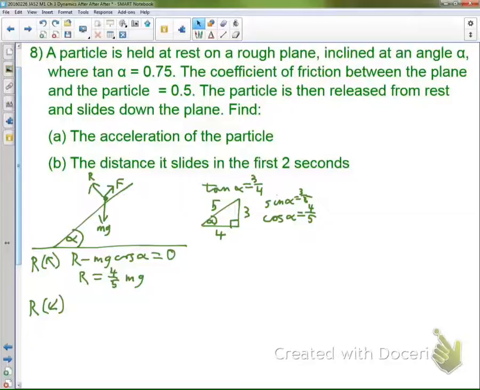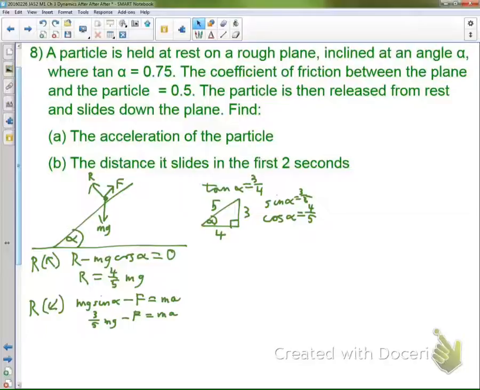So we have mg sine alpha minus F is equal to ma. So we have that 3/5 mg minus F is equal to ma. To solve this, we then need to relate friction to the reaction force. We need to make use of the coefficient of friction.